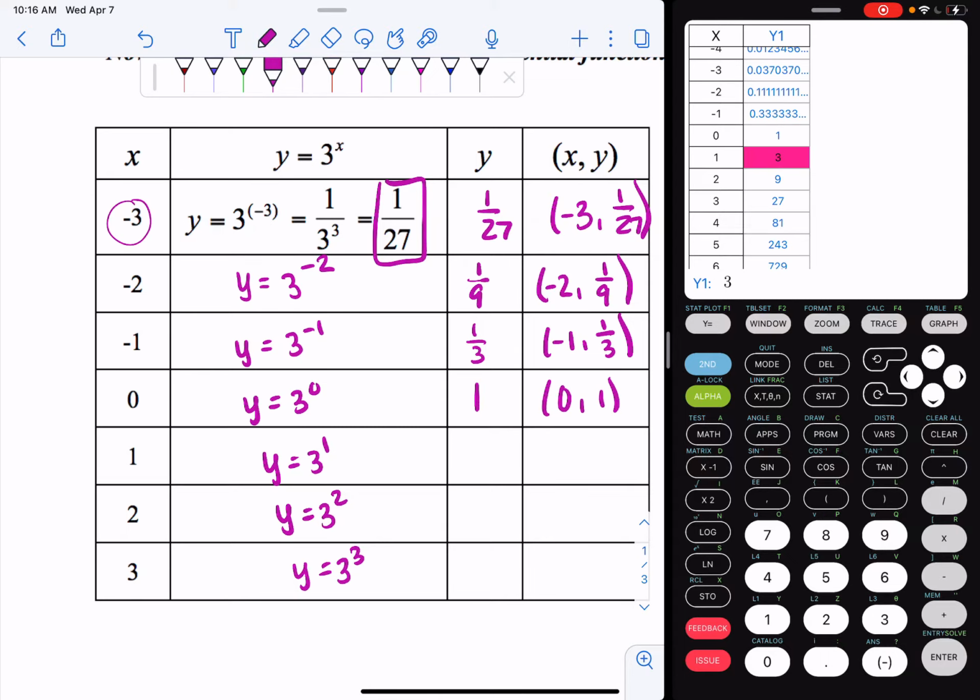When I plug in 1 for x, I get a 3. So I'm plotting 1, comma 3. When I plug in a 2 for x, I get a 9. So I get 2, comma 9. And when I plug in a 3 for x, I get 27.